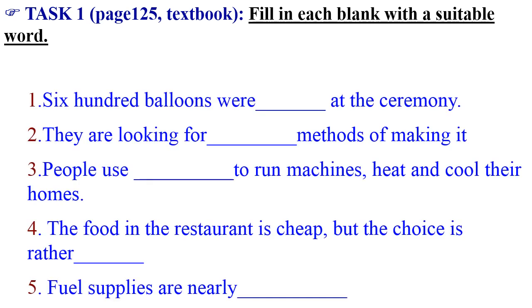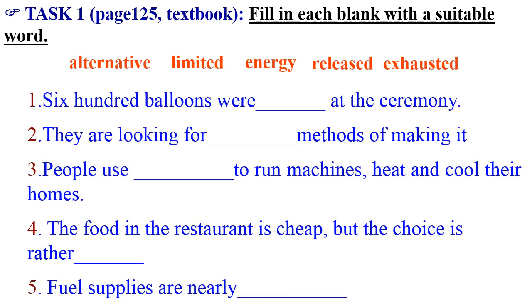And now it's time for me to check whether you remember the new words or not by doing the task. It is task 1, page 125 in the textbook. Fill in each blank with a suitable word. There are 5 sentences for you and 5 words. The tip for doing this kind of exercise is that you have to make sure you know all the meanings of the words and the forms of these words too. It's time for you to do it.